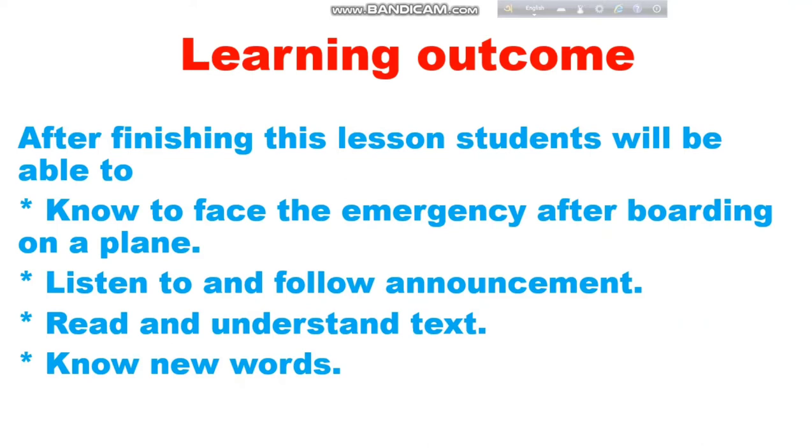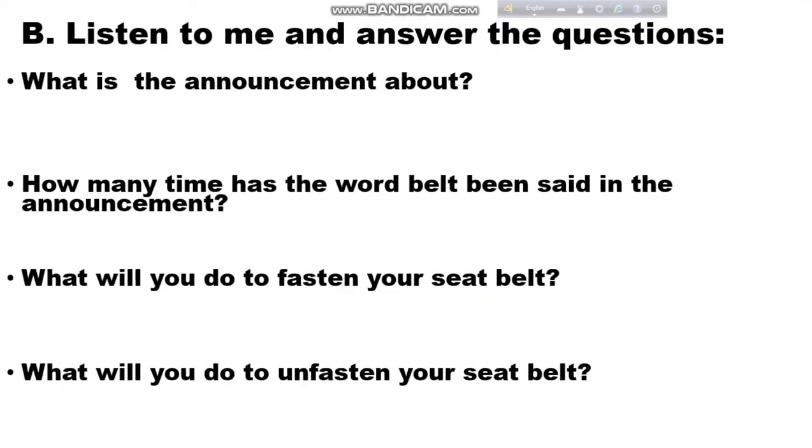Learning outcome of this lesson. After finishing this lesson, students will be able to know how to face an emergency after boarding a plane. Listen to and follow announcements. Read and understand text. No new words. In section B, listen to me and answer the questions.